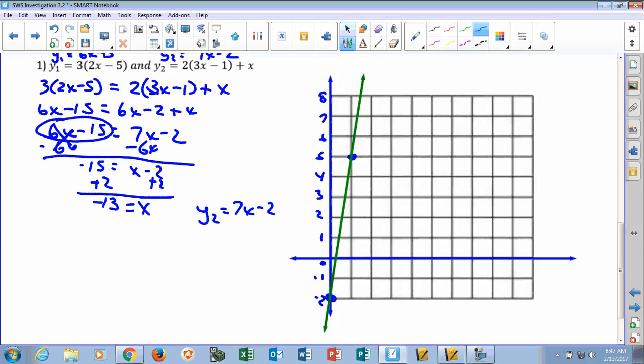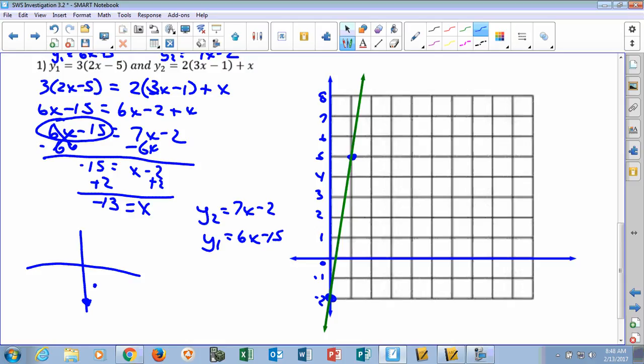So now we've got to figure out how to graph the other one. We really can't fit it on here because this is 6x minus 15. So just try to visualize this. At 0, -15, we're way down here, right? So if I go up 6 and over 1, let's say that puts me right here.